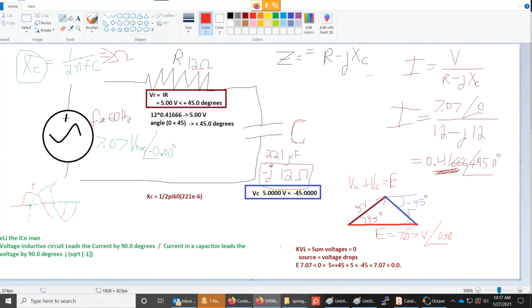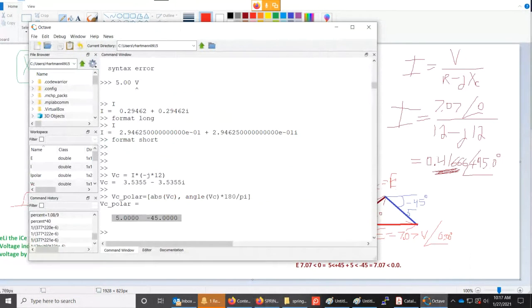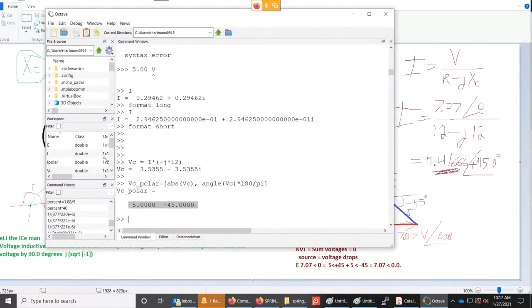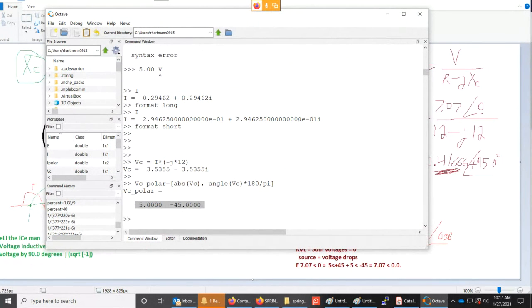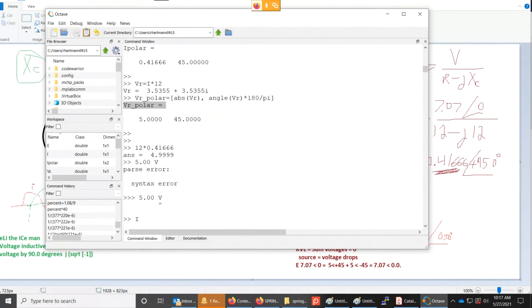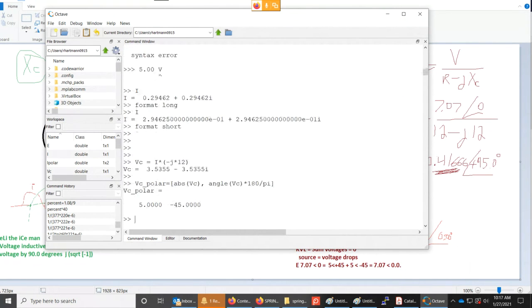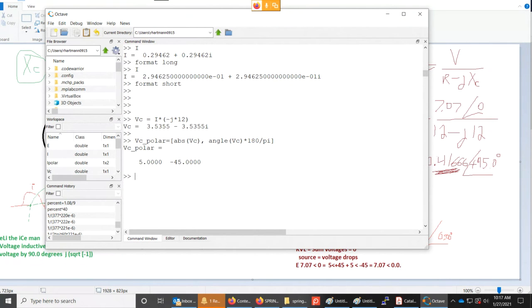Good question there. No, this is all RMS. Let's take a look at it over here in Octave. Remember that you have VC, which is 5 at an angle of minus 45 degrees. And up here somewhere we had VR, which was 5 at an angle of positive 45 degrees. So here, if I take VR plus VC, I end up with exactly 7.071, which is what I started with.